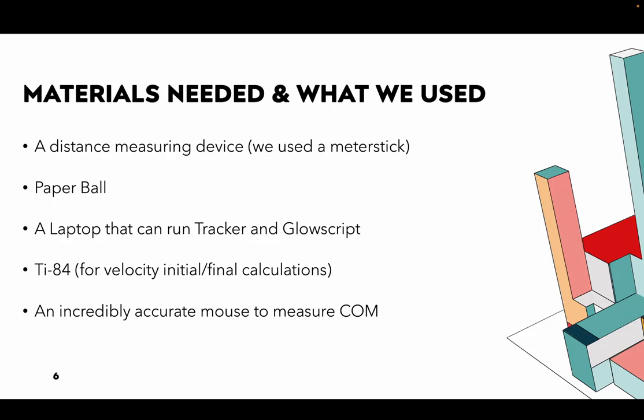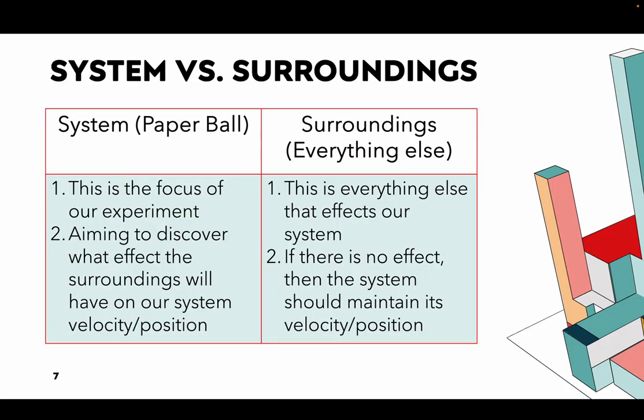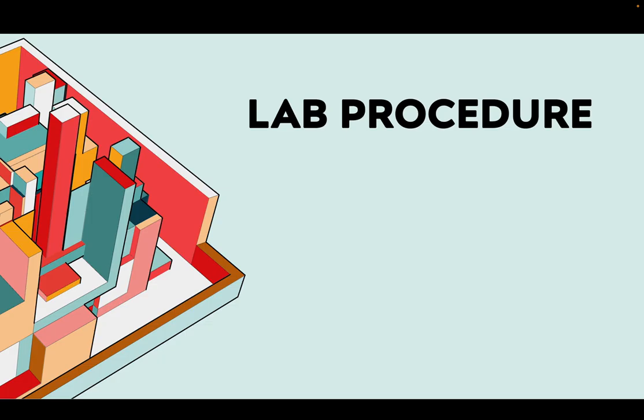Here are some of the materials we needed for this experiment: a distance measuring device, a paper ball, a laptop that can run Tracker and GlowScript, a TI-84, and an incredibly accurate mouse to measure our center of mass. Our system is the paper ball and our surroundings is everything else. Our surroundings will have a force impact on our system that we will be calculating in this experiment.